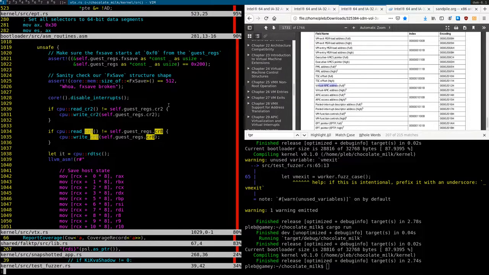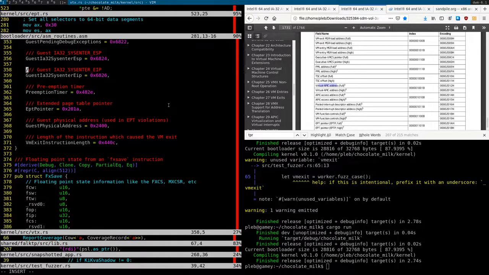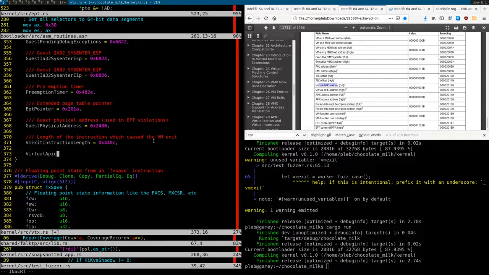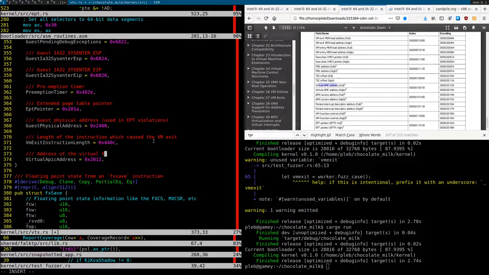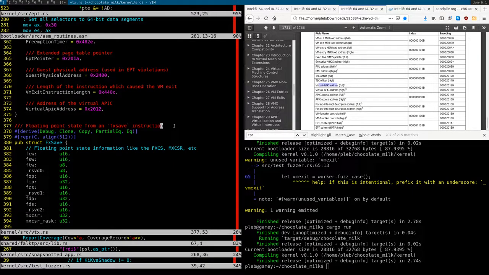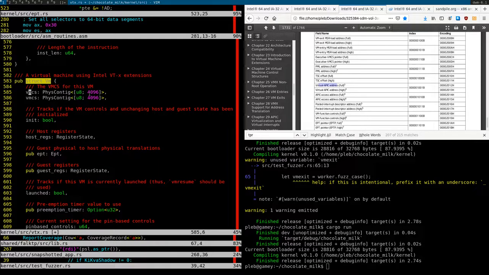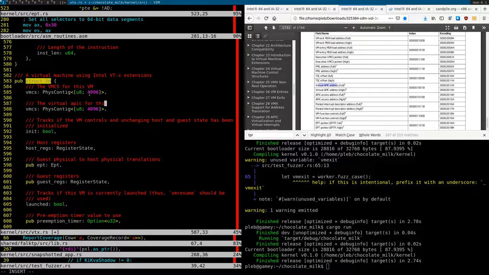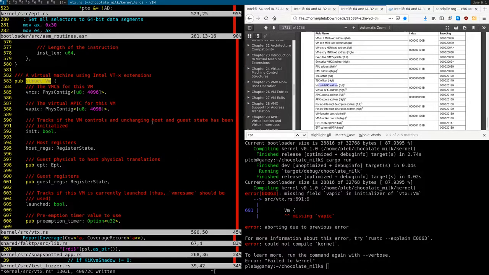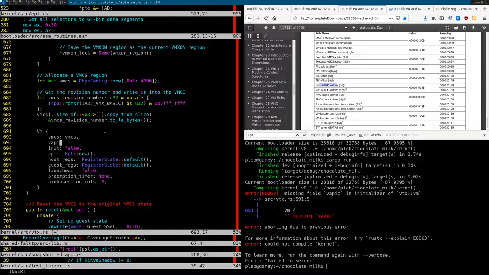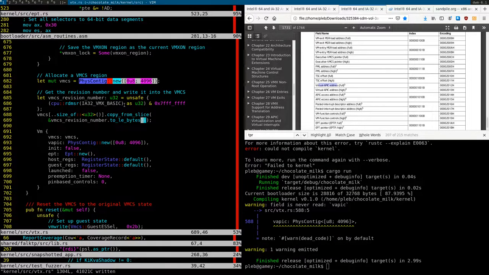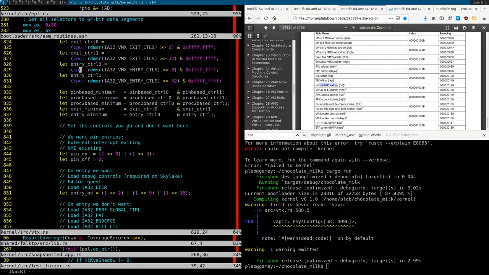Okay, virtual APIC address. Address of the virtual APIC, and then yeah, we'll just set that. We'll make a virtual APIC on a struct VM. We'll make a fizzcontig, just a page, the virtual APIC for this VM. VAPIC is a zeroed out region. Okay, and then we'll set that in the init, the right once.